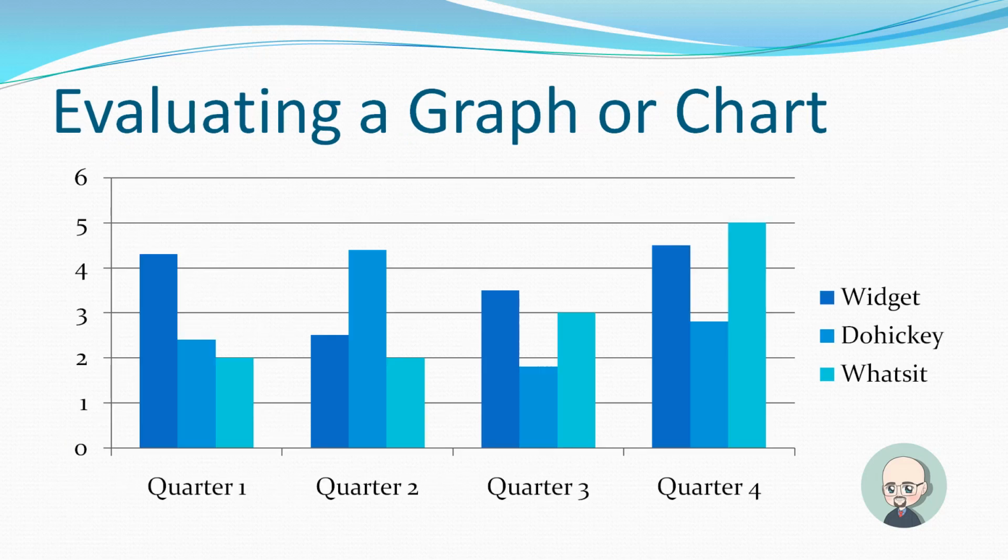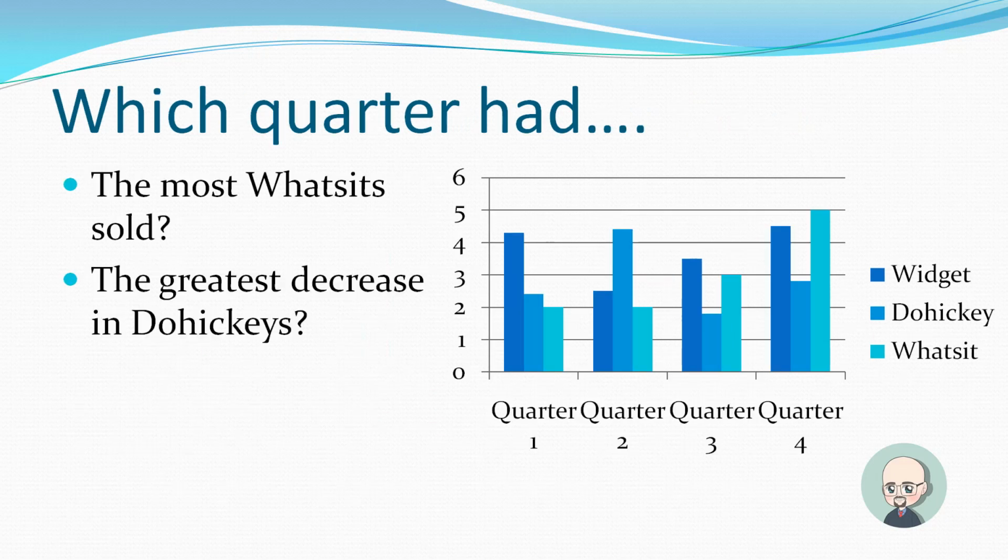Okay, so let's evaluate a graph or chart. I'll give you a brief look at this one. We'll also have it on the next page. This is a column graph or bar graph. Okay, so when were the most what's its sold? What quarter? You'll see on the far right is the key, which shows which color corresponds to which item. The what's its are light blue, the doohickeys are medium blue, the widgets are dark blue.